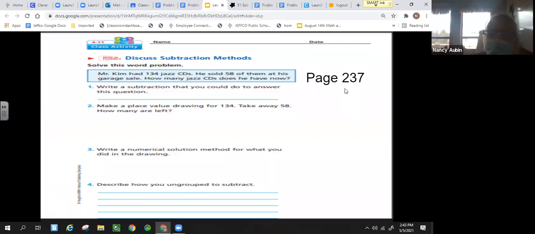Turn to page 237. And we are going to solve this word problem. Mr. Kim had 134 jazz CDs. He sold 58 of them at his garage sale. How many jazz CDs does he have now?